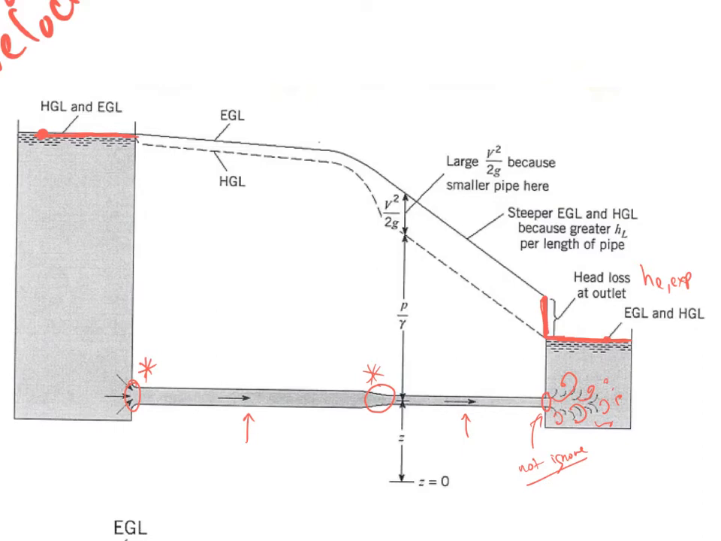Over here we have a small pipe, so V squared on 2g is going to be higher. That's going to cause more friction loss. Also, whatever the roughness of this pipe is, it's going to be more important over here. So we're going to lose energy faster over here, which means we're going to be steeper over here. Steeper loss of energy here than over here. So it's going to look like this.